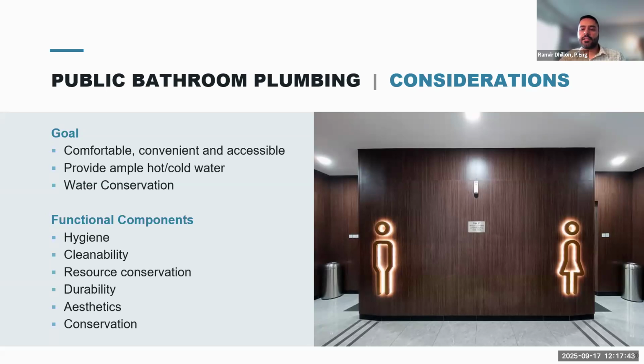Ideally, the placement and selection of bathroom plumbing fixtures should make a public bathroom layout comfortable, convenient, and accessible for those who use it and for those who maintain it as well. The piping system should provide ample incoming hot and cold water to serve the fixtures. And if the developer is trying to achieve LEED, which stands for Leadership in Energy and Environmental Design, they also need to have water and energy conservation in mind.